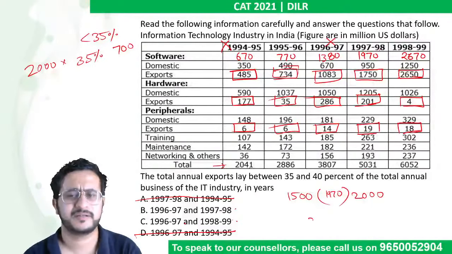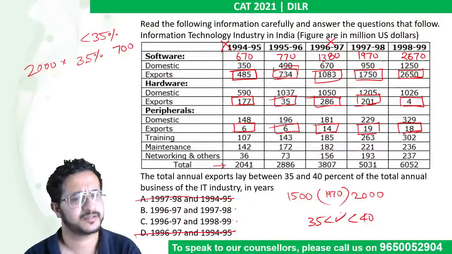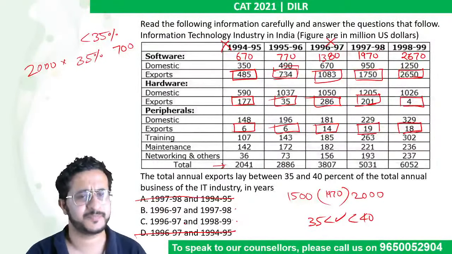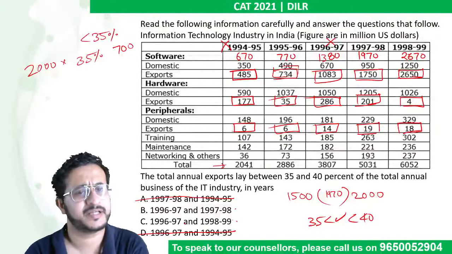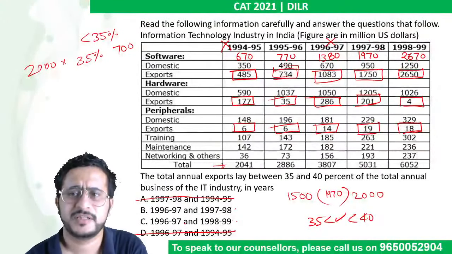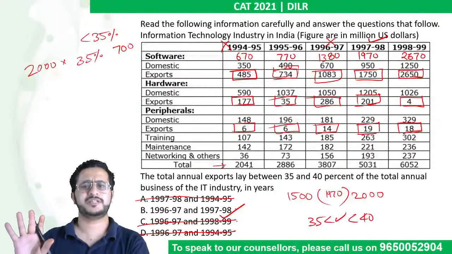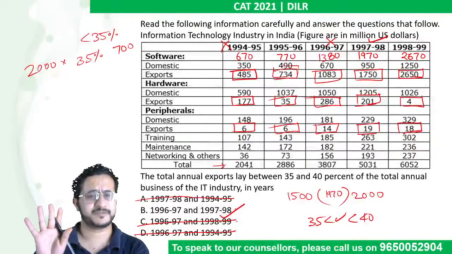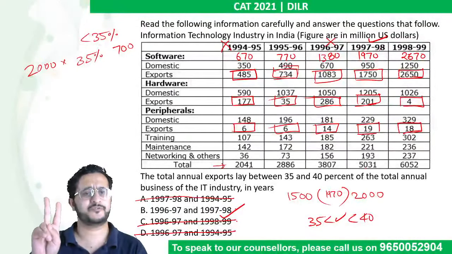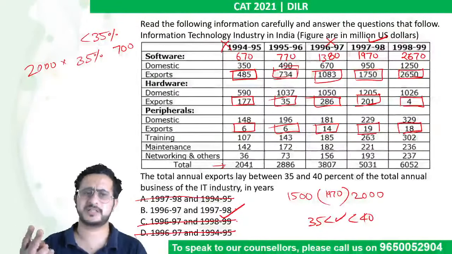It will be greater than 35% but less than 40%. 35 से 40% की रेंज में आएगा. Will it come in 35 to 40? Yes, it will come in the range of 35 to 40. So this is my answer and I will check this option. So instead of calculating for 5 years, right, I just calculated for 2 years. That too rough calculation and I got the answer.